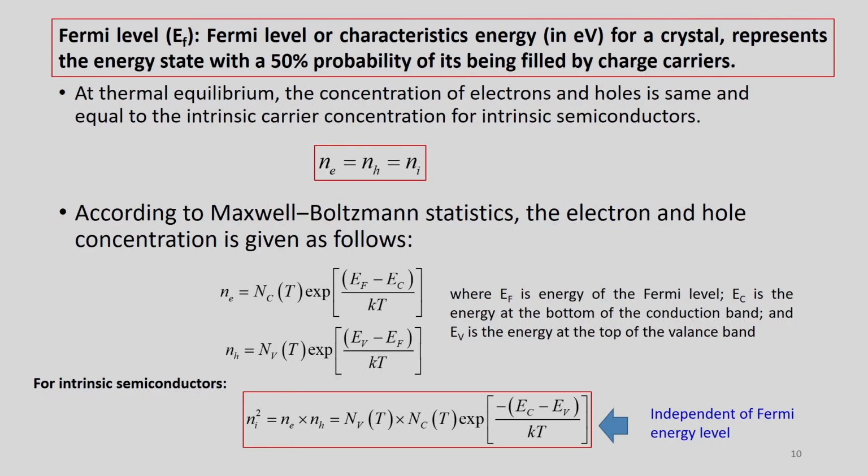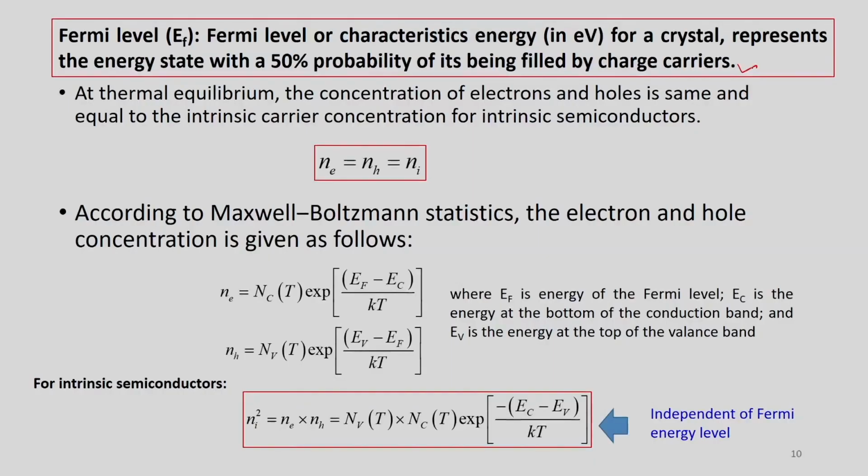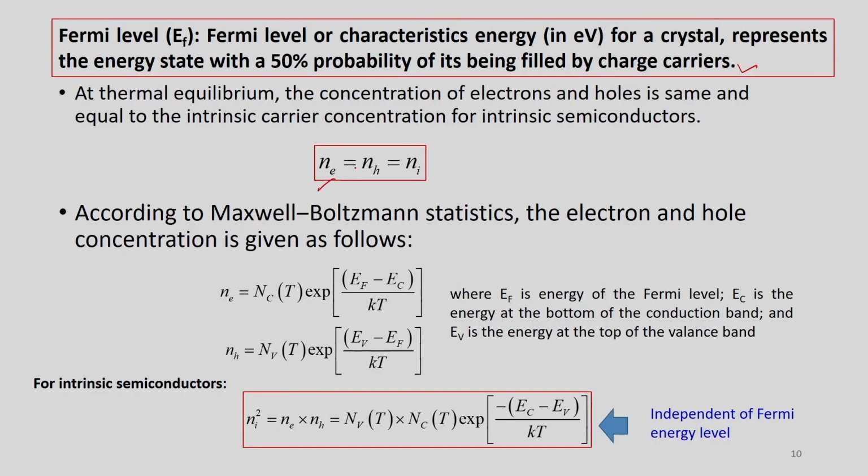Now, come to the Fermi level. Okay. What is Fermi level? Fermi level, or sometimes it is known as characteristic energy, which is represented in electron volt, for a crystal represents the energy state with a 50% probability of being filled by charge carriers. Okay. So, you will understand when we draw this Venn diagram. Now, at thermal equilibrium, the concentration of electrons and holes is the same in the case of an intrinsic semiconductor. So, if this is the case, then we can write, if we represent the concentration of electrons as Ne and the concentration of holes as Nh, this is something like the intrinsic carrier concentration Ni.